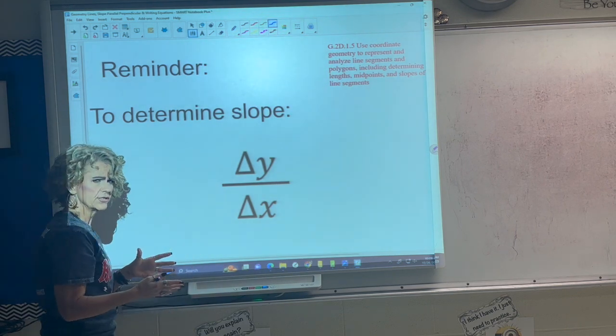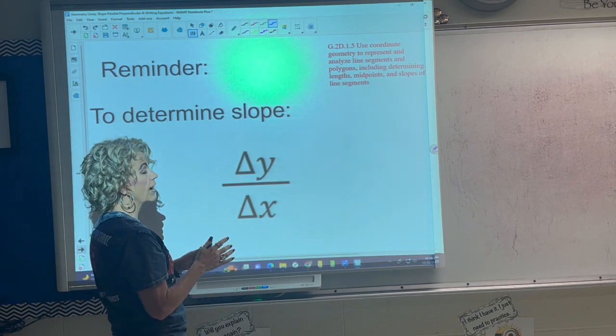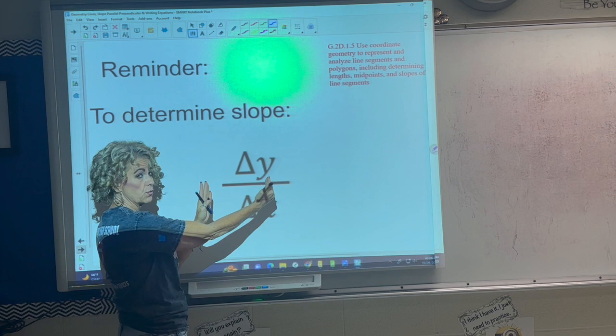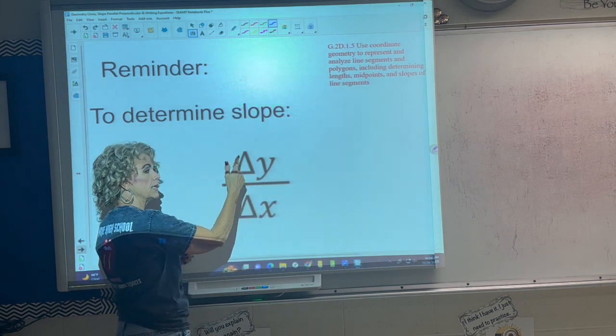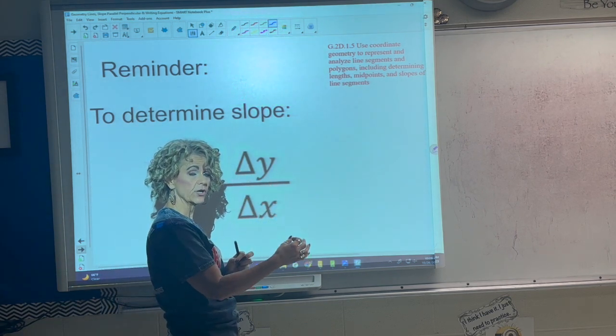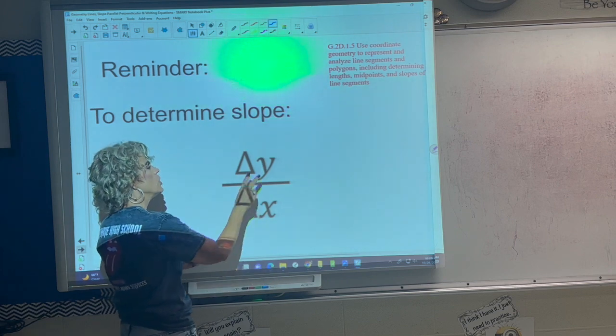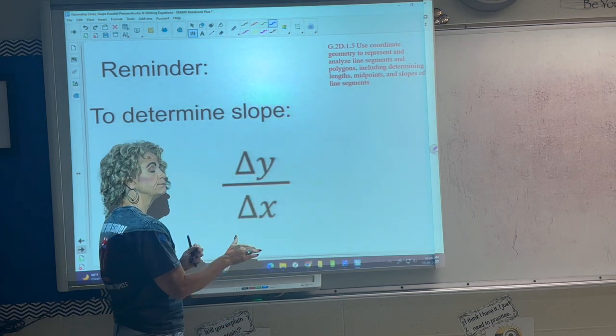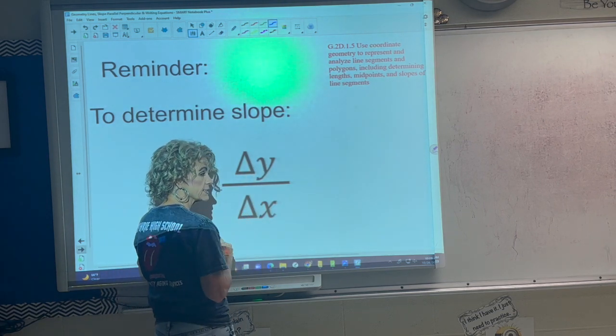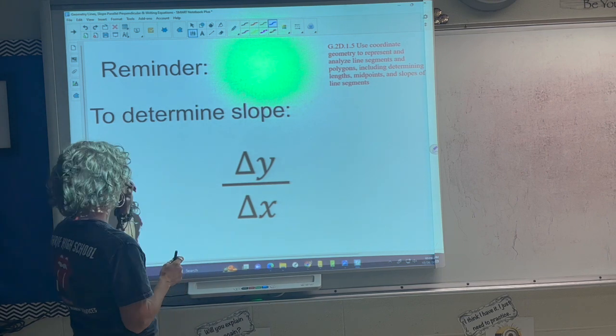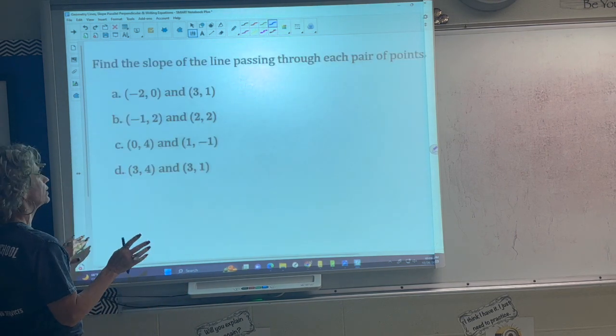But what if the lines aren't graphed? Well, if the lines aren't graphed, we can still go to our delta Y over delta X. Delta meaning change. Change means difference. Difference means subtract. So I would subtract my Y's over subtracting my X's. And on the next slide, we have several problems. We're only going to do a couple.